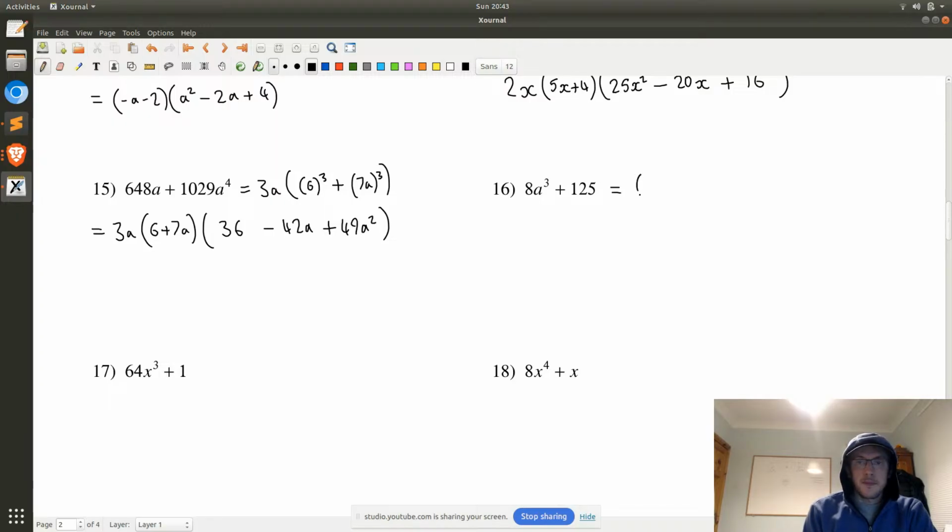Okay. Here's the cube of 2a, and here's the cube of 5. Now, get it right. 2a add 5 is there. Okay, square the first one. Square the last one. And multiply them together.